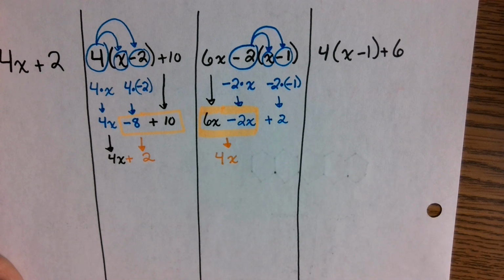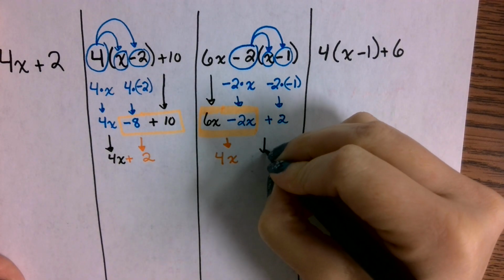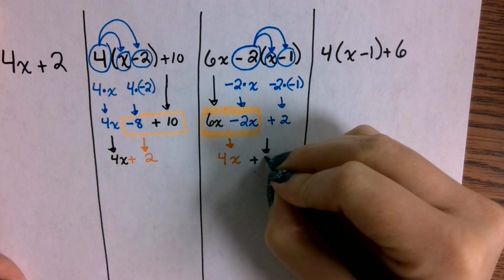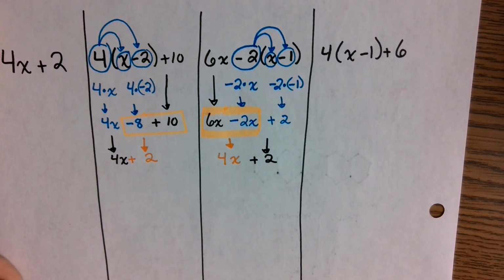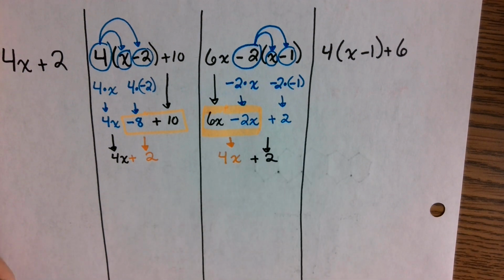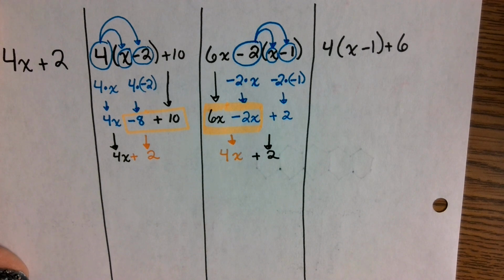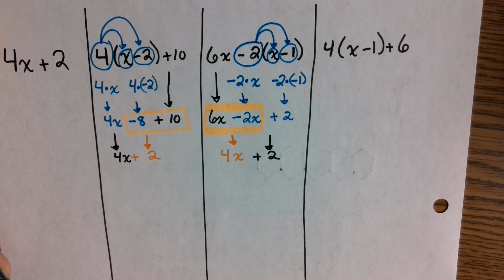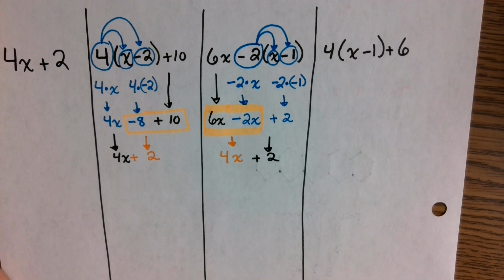That plus 2 that was off to the side, that comes down into the problem. And there you go. We have 4x plus 2 again. Okay, try the third one on your own. And I'll give you a hint. You should get 4x plus 2 at the end. It's a nice, wonderful thing about working a problem out like this. You already know what the answer is supposed to be. You just need to make sure you work through the process to figure that out.